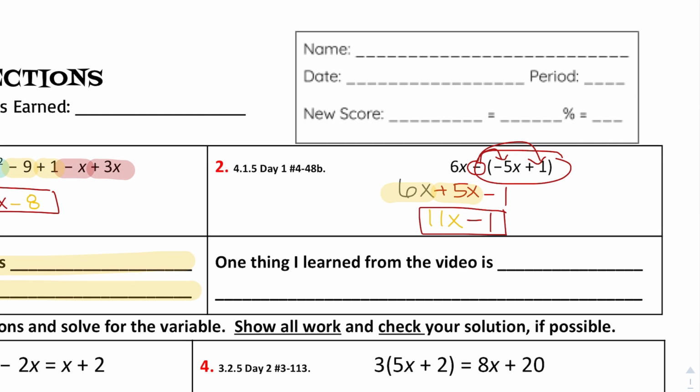Okay, and I mentioned in the previous video, I don't know if you watched it, but one thing I learned from the video is this statement needs to say something that addresses your mistake. It's not going to be something very generic, like one thing I learned from the video is how to solve this problem. That's not what I was looking for. Great, you learned how to solve the problem, but do you know what mistake you made and how to fix that mistake in the future?